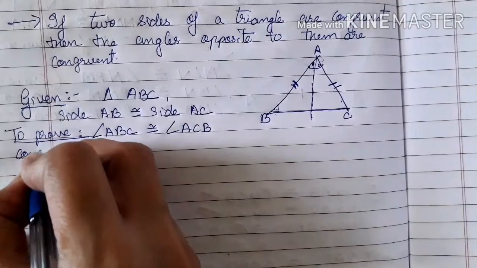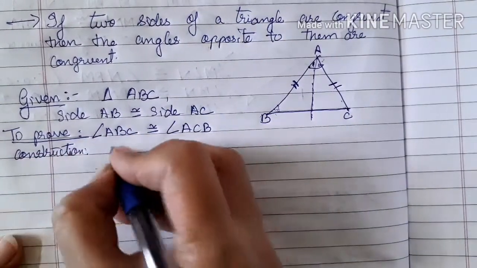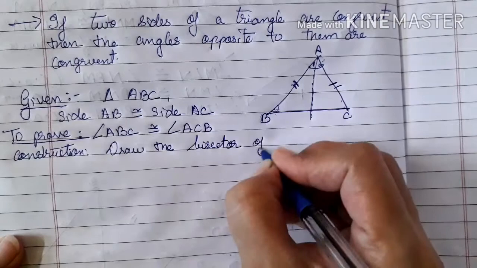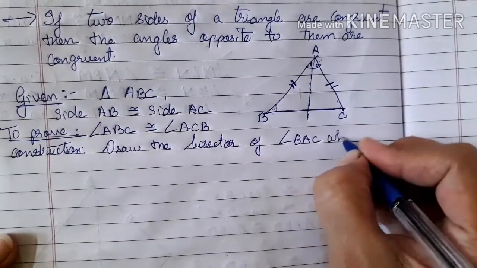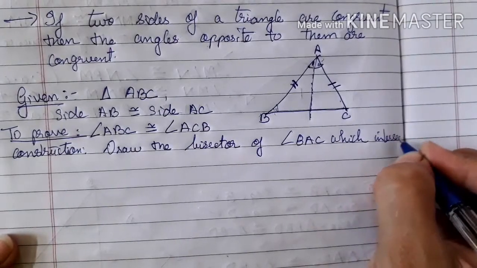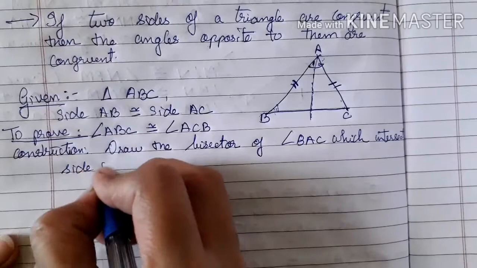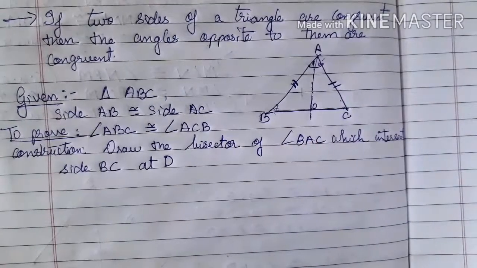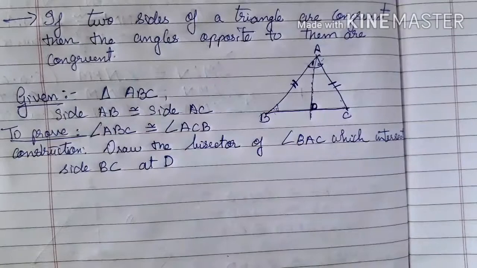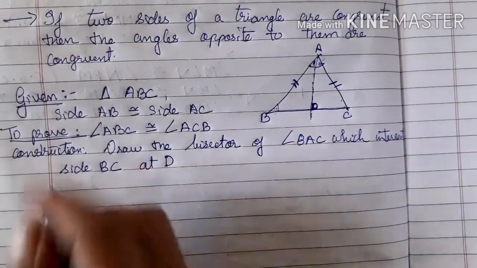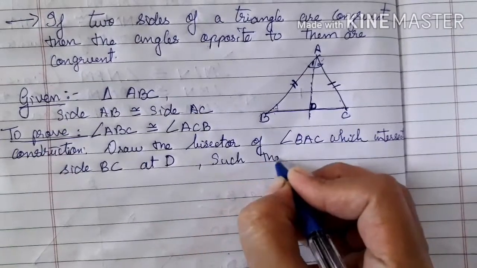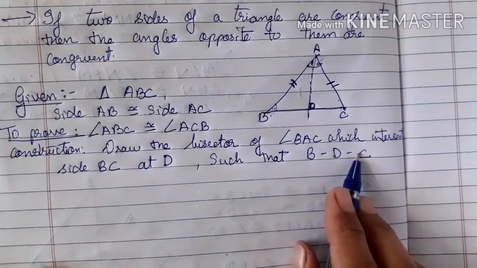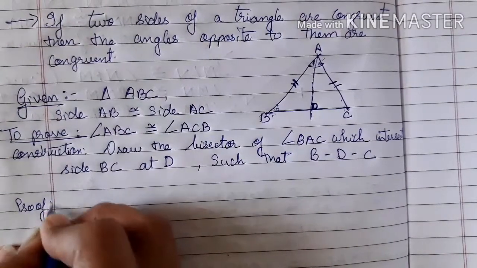So construction: draw the bisector of angle BAC which intersects side BC at D. Okay, now this point will be named D. So this is the construction that we did, such that D is in between B and C. After writing this, we will start with our proof.